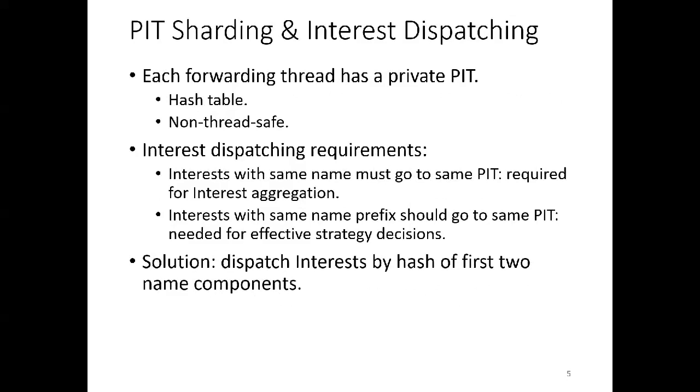But because of PIT sharding, there are two requirements on Interest dispatching. First, two Interests with the same name must go to the same PIT, because this is required for Interest aggregation. The second requirement is that multiple Interests sharing the same name prefix, not the same name but sharing the prefix, should also go to the same PIT, because this is needed for effective strategy decisions. Since the forwarding strategy operates on namespace granularity, it collects measurements like that. So the solution is that we dispatch the Interest by the hash of its first two name components.